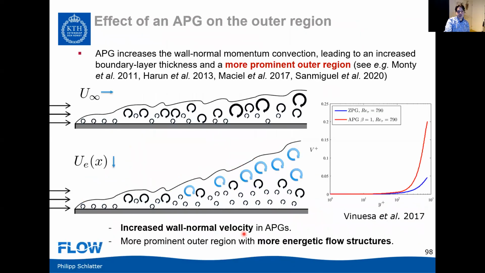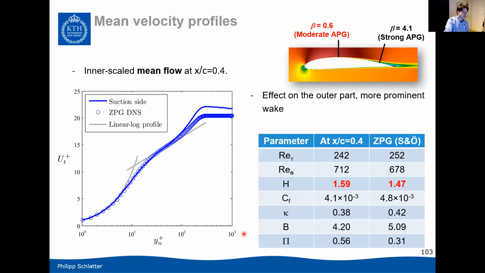This I can skip for now as well, and I can just illustrate to you what it actually means for the mean velocity profiles along this wing, just to show you what the general effect of a pressure gradient would be. So if we start here at the region where we have moderate adverse pressure gradient, you can see that the mean profile is lifted away from the wall. You have a much more extended wake region, whereas the inner region is essentially the same.